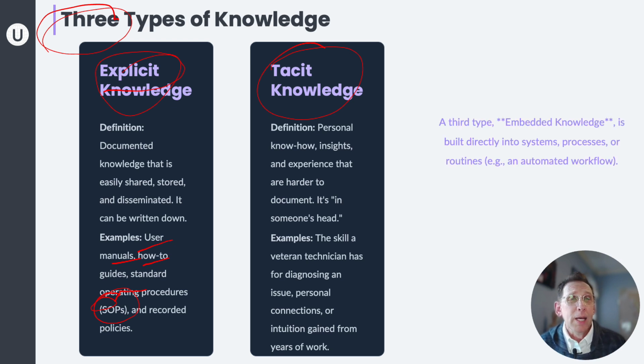Now, the third type is called embedded knowledge. This is built directly into the systems and the processes or routines. For example, an automated workflow.